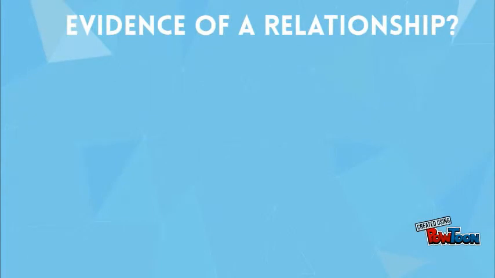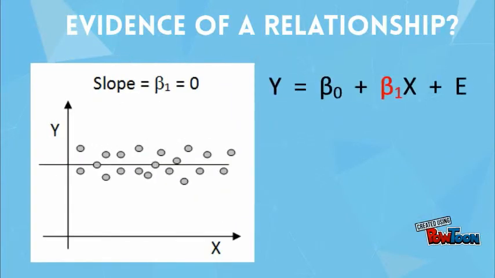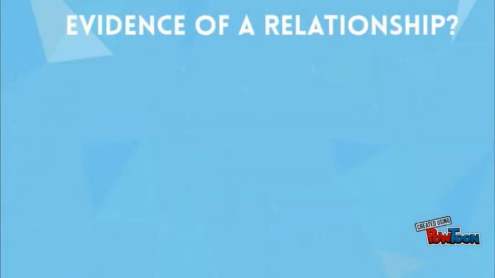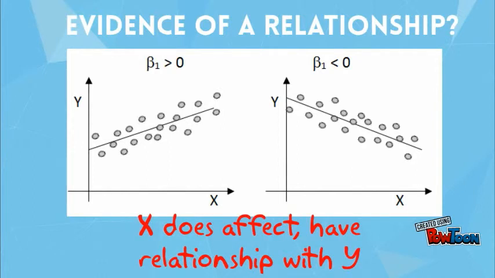To determine if there is evidence of a relationship between x and y in the population, we conduct a statistical test for the true slope, which we call beta 1. If beta 1 were equal to 0, a relationship between x and y does not exist. In this case, x could be increased and decreased with no effect on y. If we conclude that the slope beta 1 is probably not equal to 0, then we can describe how x affects y using the line.